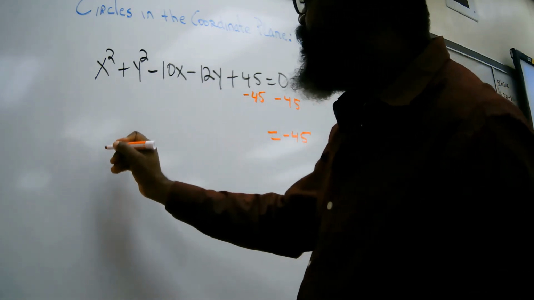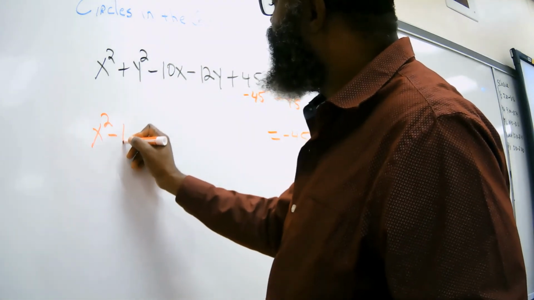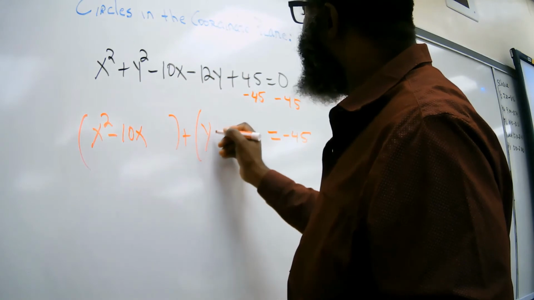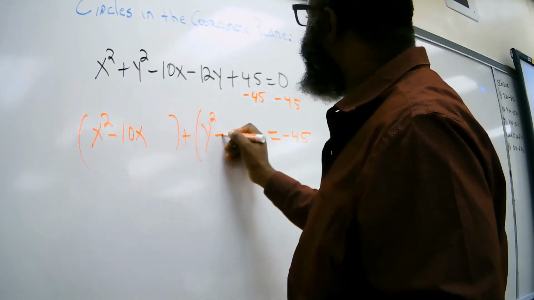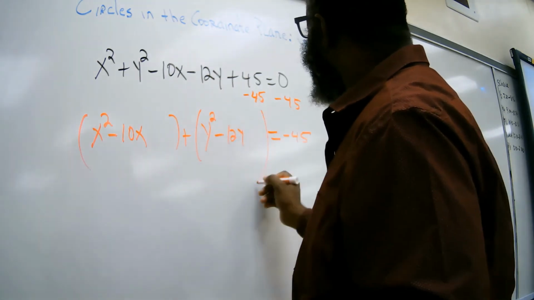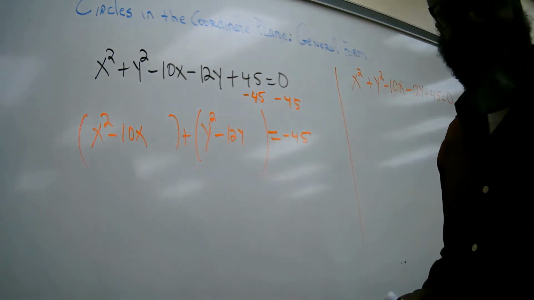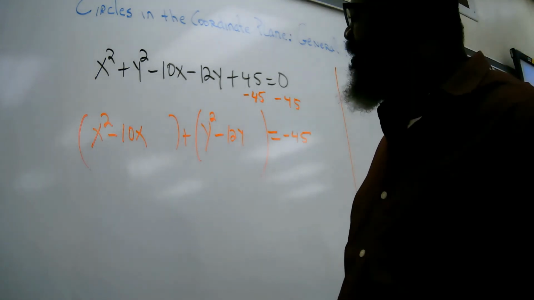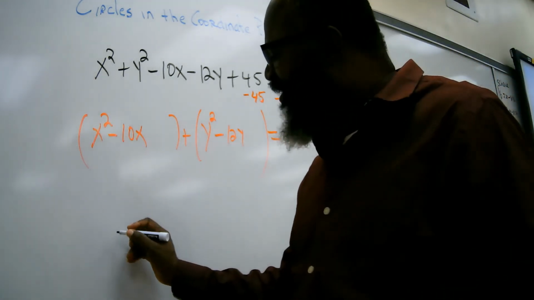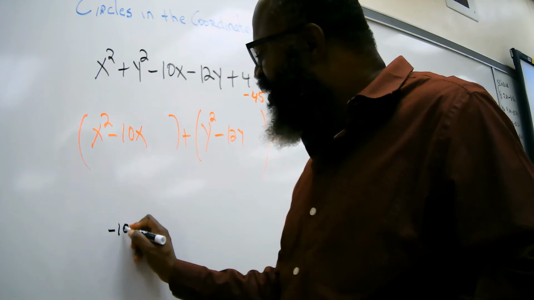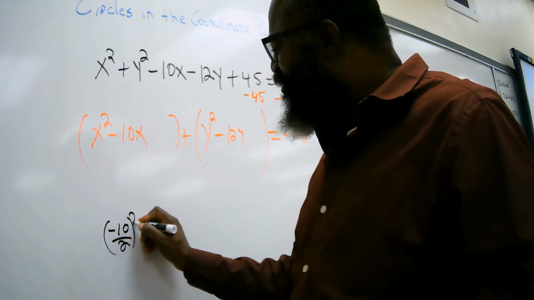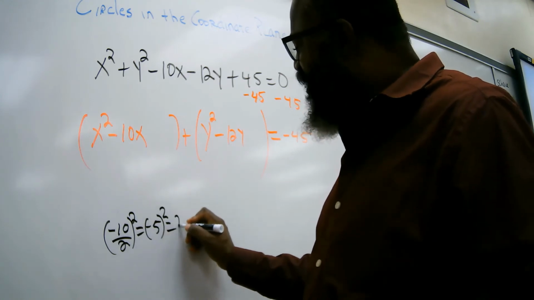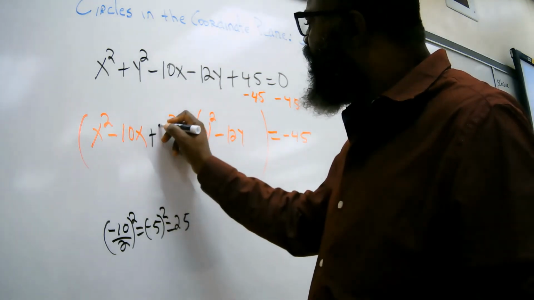Then we do family grouping. That will be x squared minus 10x plus y squared minus 12y. Then after that, we have to do the main step, which is the completing the square process. So we're going to take the negative 10, divide by 2, then you square it. That will give you negative 5. And you square that, it is 25, then that's what you add there.